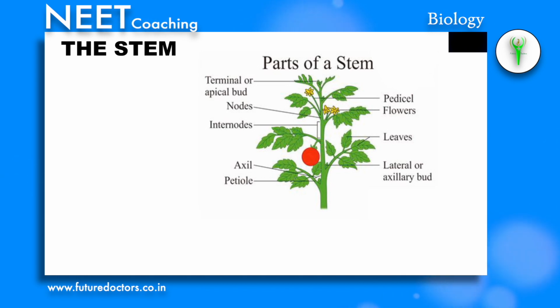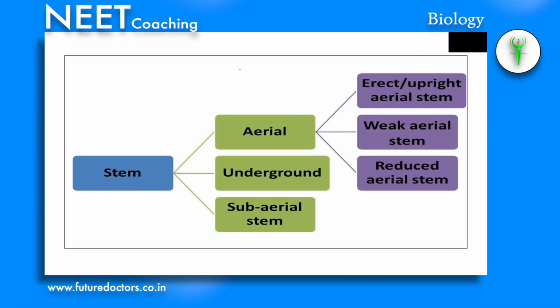The stem is the ascending part of the axis bearing branches, leaves, flowers and fruits. It shows distinction into nodes and internodes, where the node is the region from where leaves are borne and the internodes are the regions between two nodes. Forms of stem. Stem may be aerial, subaerial or underground. The aerial stems have two forms, that is reduced stem and erect stem.